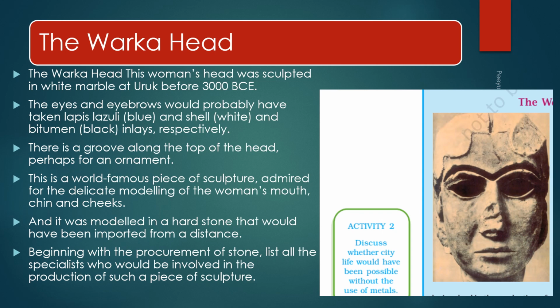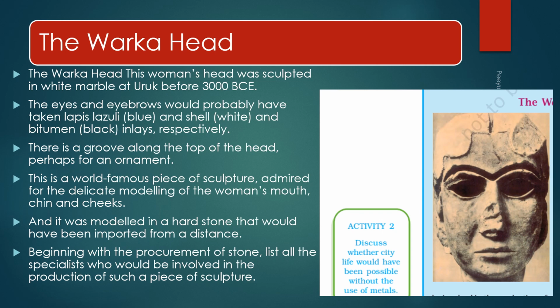Now here we discuss one of the important sources, the Warka Head. The Warka Head, this woman's head, was sculpted in white marble at Uruk, you remember the place, the city, before 3000 BCE. When it was observed and dated, it was found that this head was made of marble and was made before 3000 BCE.